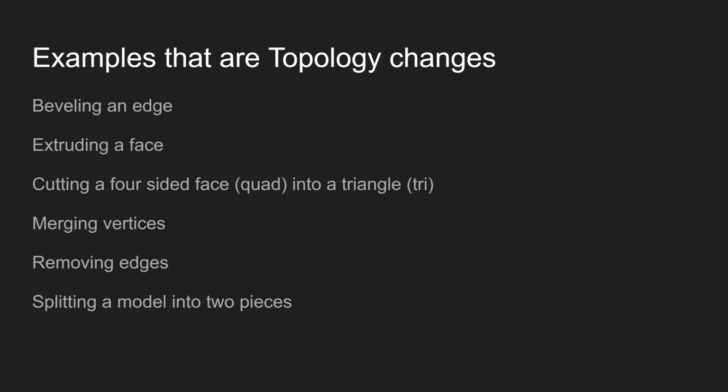So examples that are topology changes: beveling an edge, extruding a face, cutting a four-sided face or a quad into a triangle, so triangulating a quad, merging vertices together, removing edges, splitting a model into pieces, just pretty much anything that adds to or removes from your mesh.